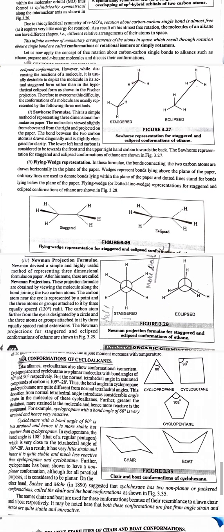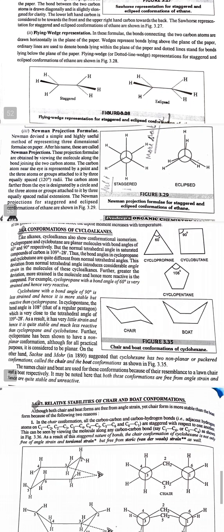Newman projection formula. Newman devised a simple and highly useful method of representing three-dimensional formulas. After his name, these are called Newman projections. These projection formulas are obtained by viewing the molecule along the bond joining the two carbon atoms. The carbon atom nearer the eye is represented by three atoms attached to it by three equally spaced 120-degree radii. The carbon atom further from the eye is a circle with three atoms or groups attached to it by three equally spaced radial extensions. The Newman projections of staggered and eclipsed conformations of ethane are shown in the figure.